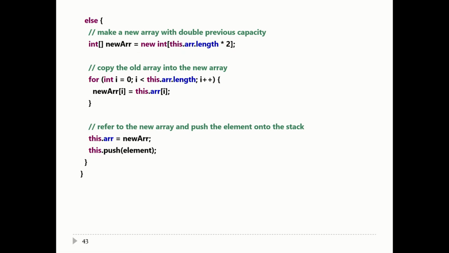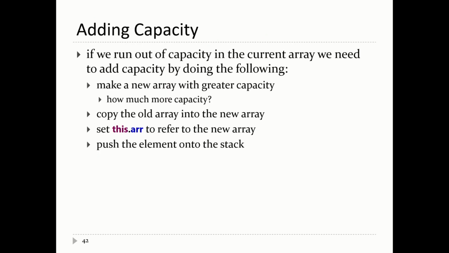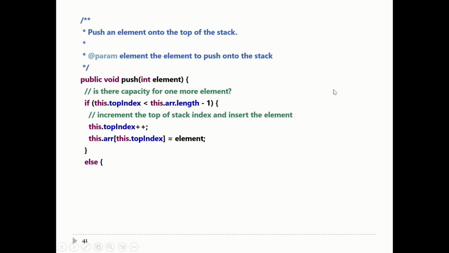Once you have your new array, copy the old array into the new array. You can just use a loop. Set your current array to equal the new array, and then go ahead and push the element onto the stack. Notice that this implementation is actually recursive. It calls itself to push the element onto the stack, but as soon as it does, it falls into the base case, so it's fine.